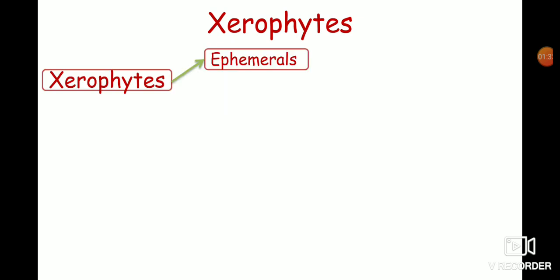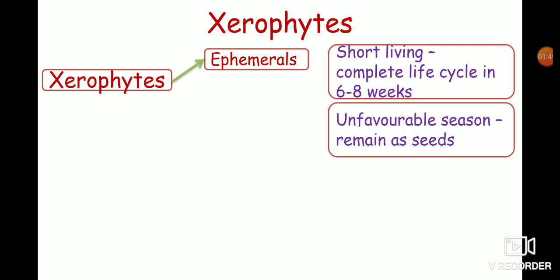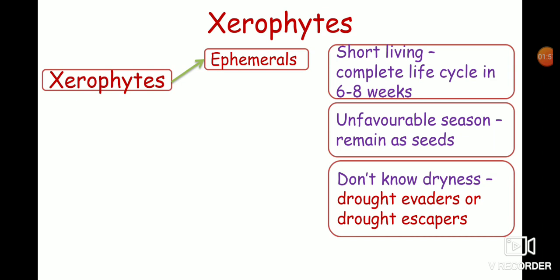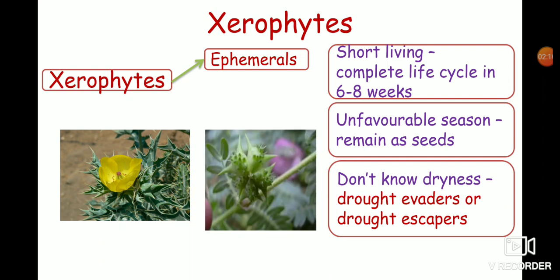So, first the ephemerals. These are short-living xerophytes with a brief lifespan. They complete their life cycle in 6 to 8 weeks of favorable season. During the unfavorable season, these plants disappear, leaving their seeds. As these plants do not know what dryness is, they are called drought evaders or drought escapers. The examples are Solanum xanthocarpum and Tribulus.